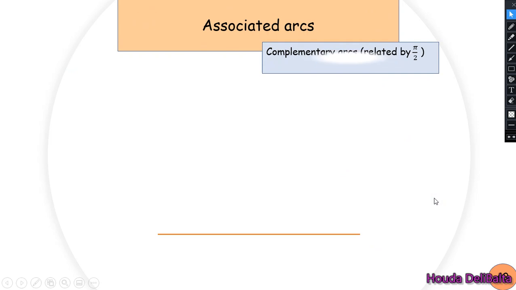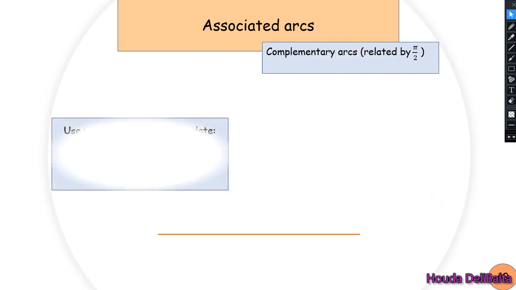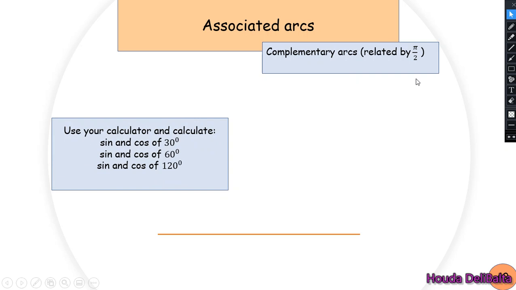Now we are going to talk about complementary arcs that are related by pi over 2. Again, there is an activity. I want you again to hold your calculators and to find sine of 30 and cosine of 30. Then I want you to find sine of 60 and cosine of 60. Then I want you to find sine of 120 and cosine of 120. I'll wait for a while. Please find them using your calculators and note down your answers.